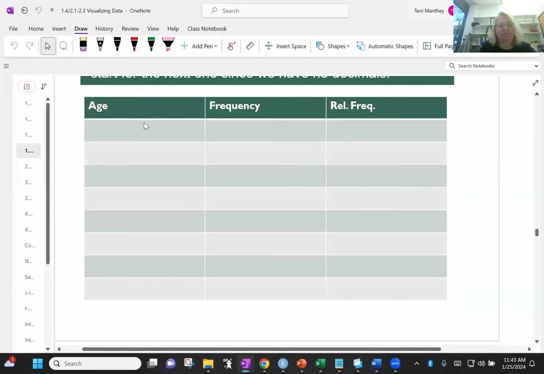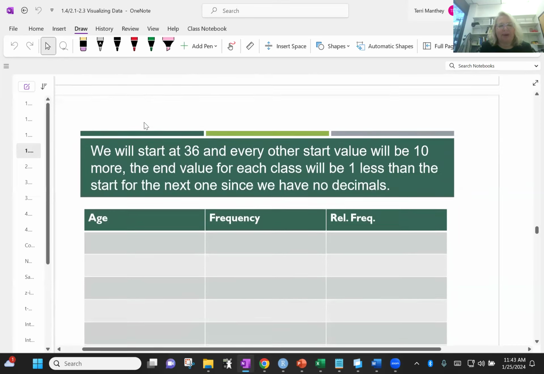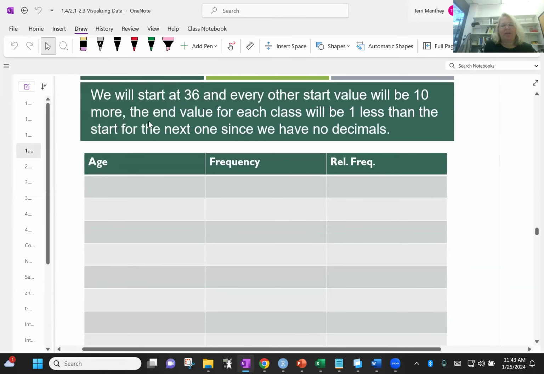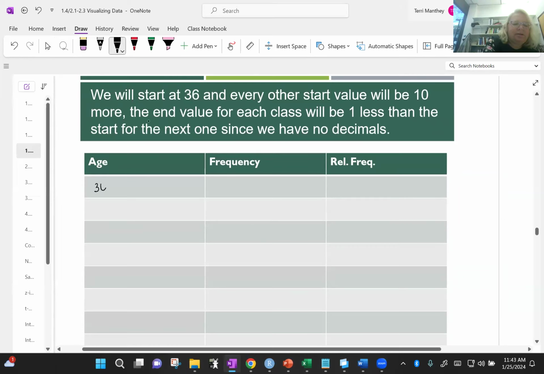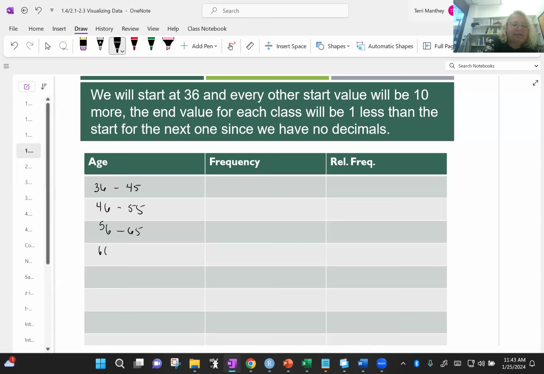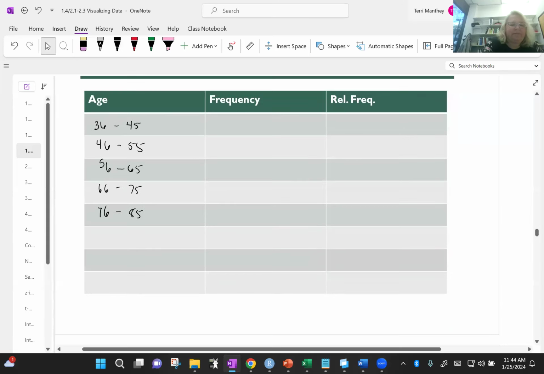So what I'm going to do is write down what the possible ages are. So it's going to be 36 through 45, 46 to 55, 56 to 65, 66 to 75, 76 to 85. And you'll notice something here. I'm not using the same number here. I'm using the next one.